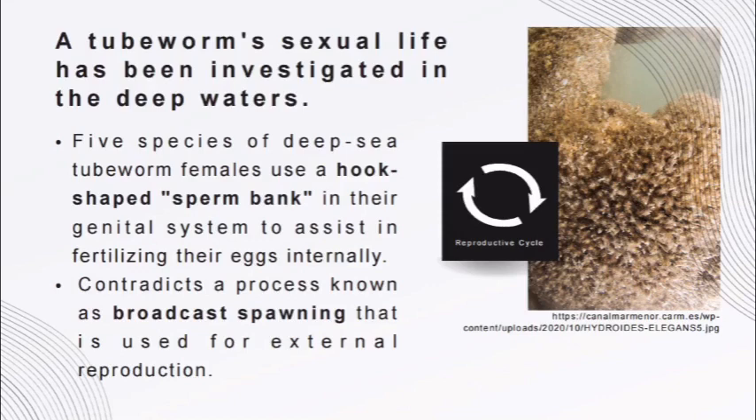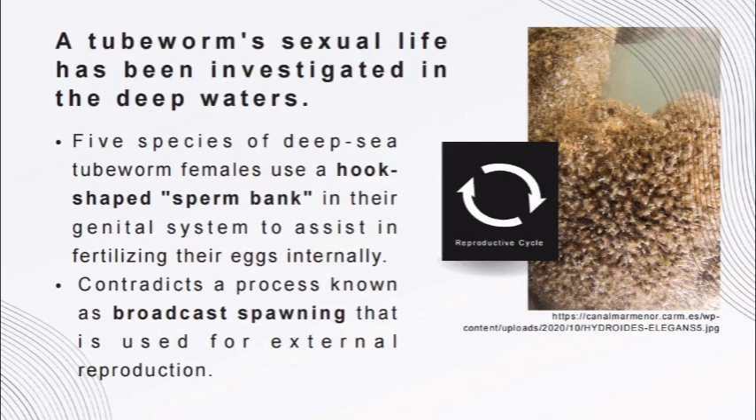So the females of 5 species of deep sea tube worms fertilize their eggs internally with the aid of a hook-shaped sperm bank in their genital tract, according to research by Professor Paul Tyler, graduate student Ana Hilario, and colleagues from the University of Oregon. So it contradicts a process known as broadcast spawning that is used for external reproduction.